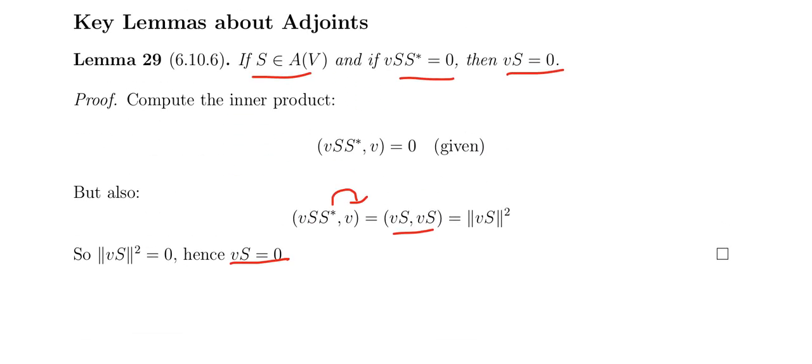T power k minus 1, that is S equal to T power k minus 1. Here S star equal to T power k minus 1, then Vs equal to 0, that means Vt equal to 0.